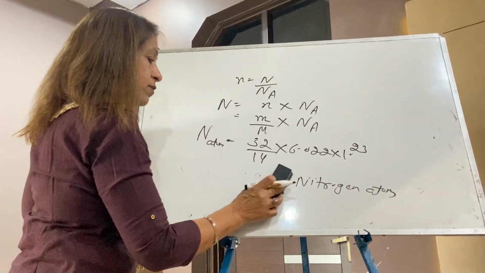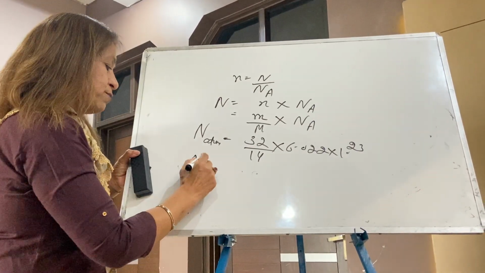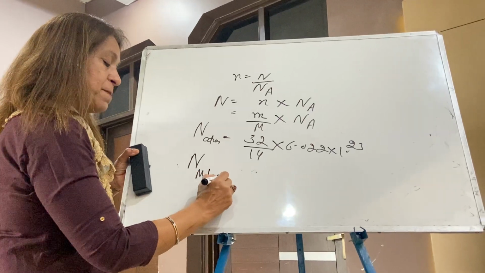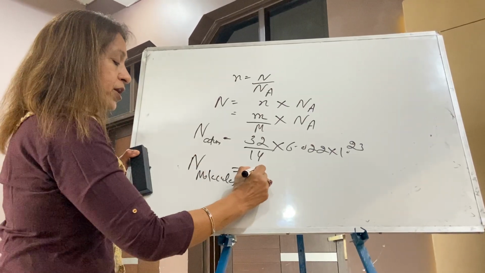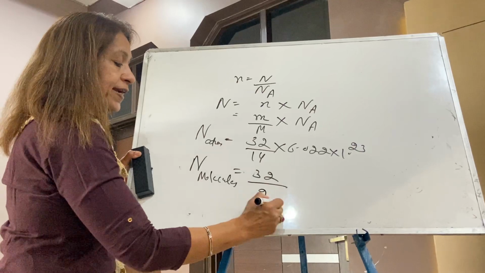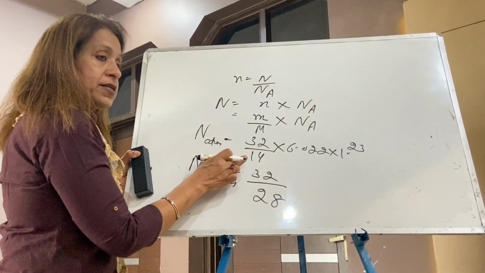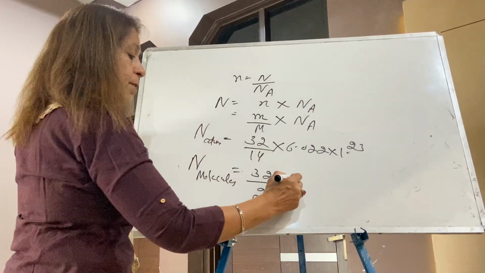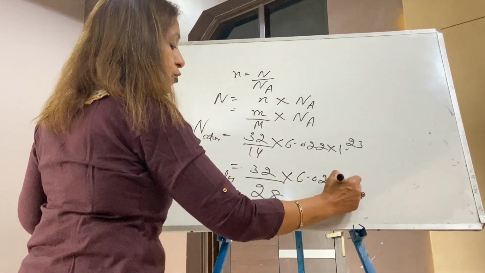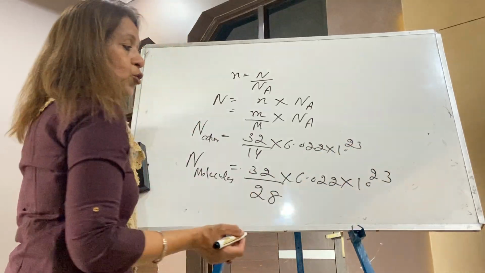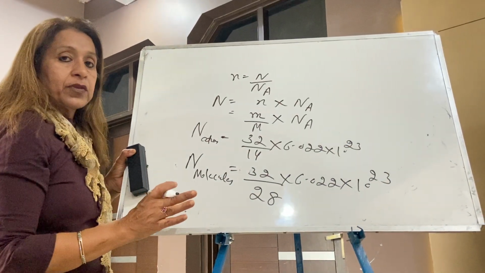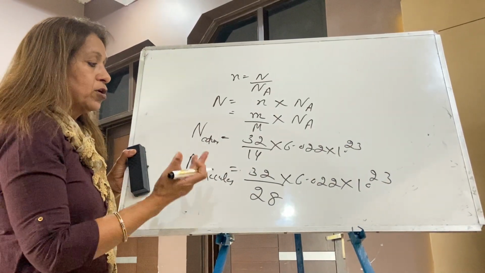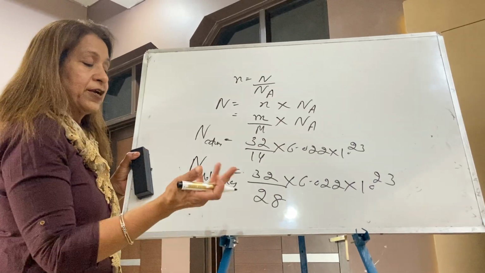Now for the same question, if you want to calculate molecules, see minutely, then you will put here 32 by 28. This is atomic mass, so atoms come. This is molecular mass, so molecules come. Multiply by 6.022 into 10 raised to power 23. In this way you can calculate the molecules first and the atoms later on.